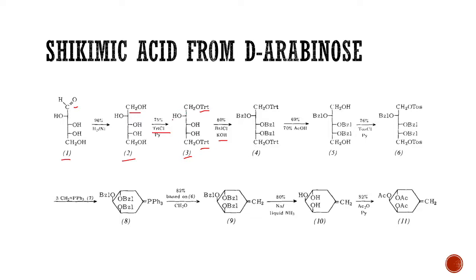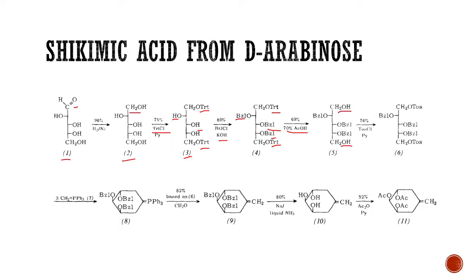The ditrityl derivative upon reaction with benzyl chloride and KOH will now protect the secondary alcohols. First we protected the primary alcohols, and now benzyl chloride and KOH will preferentially protect the secondary alcoholic OH groups. So three OH groups are protected by benzyl. The next step is the deprotection of the trityl group, which is easily deprotected in the presence of 70% acetic acid. Now only the secondary OH groups are protected and the primary OH groups are free.